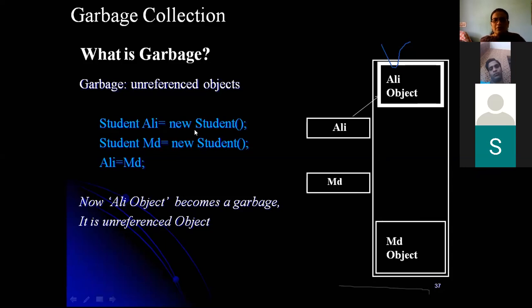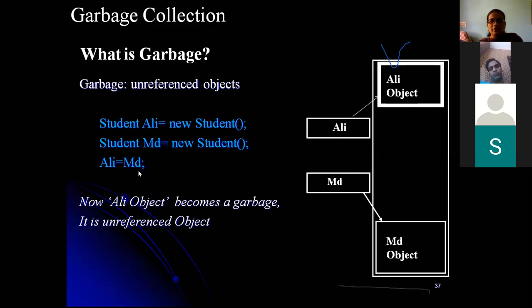Here you can see Student Ali is equal to new Student. Ali is one storage location which is pointing to the Ali object, a memory location. And Student MD is another object, which is pointing to an MD object. This is one storage location, and this is another storage location. This one is pointing to the Ali object, and this is pointing to the MD object.